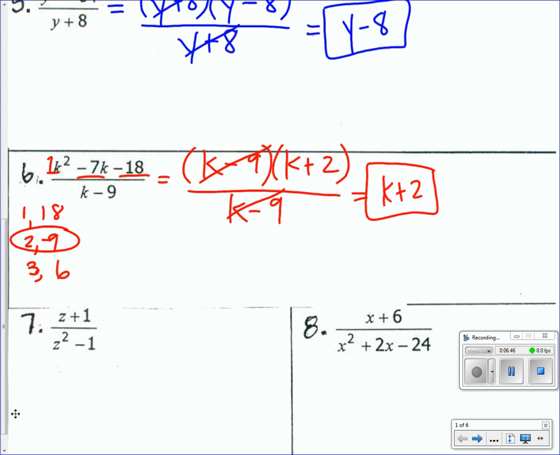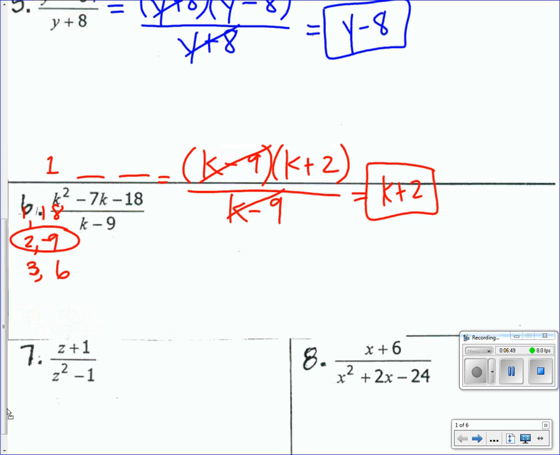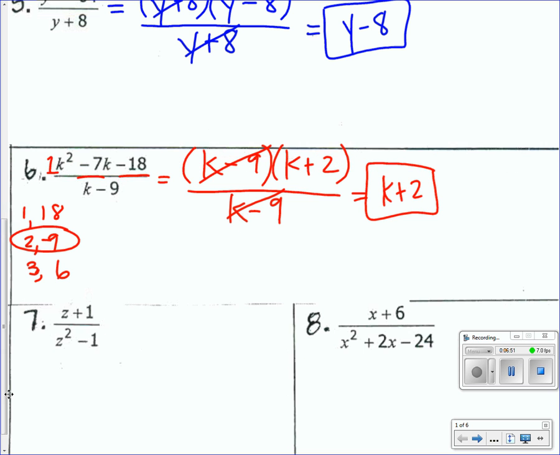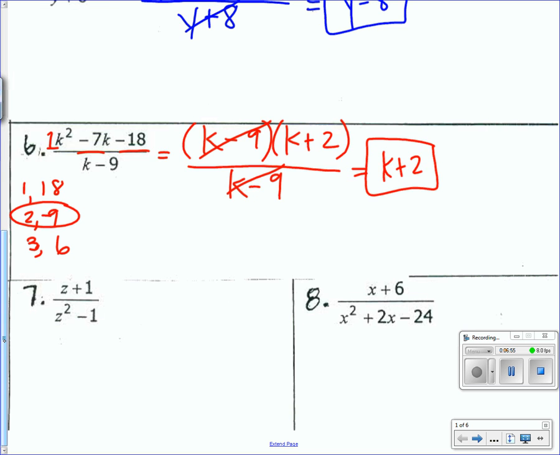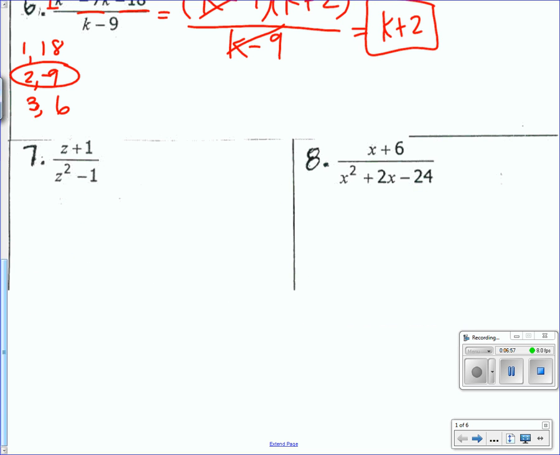Okay, I want everyone to start 7 on your own. Factor as much as you can. And then cross out your common factors.